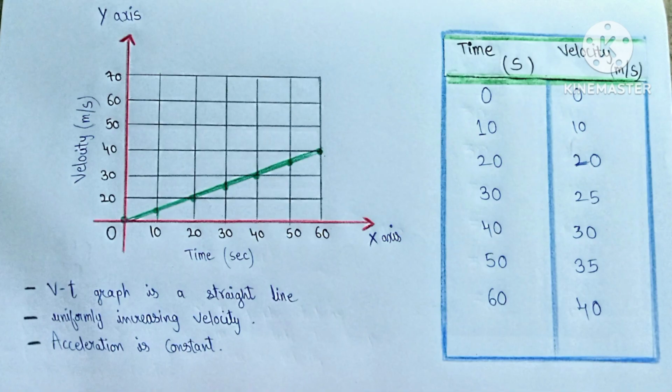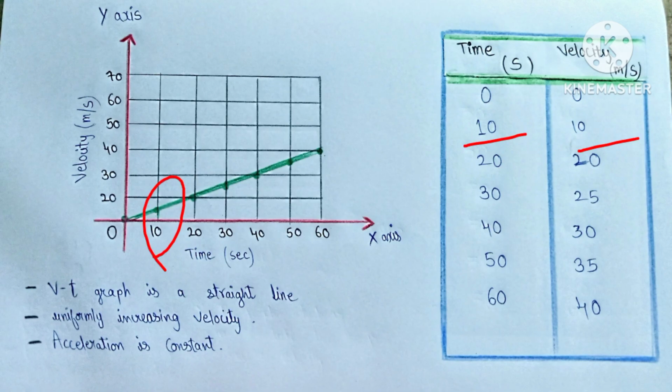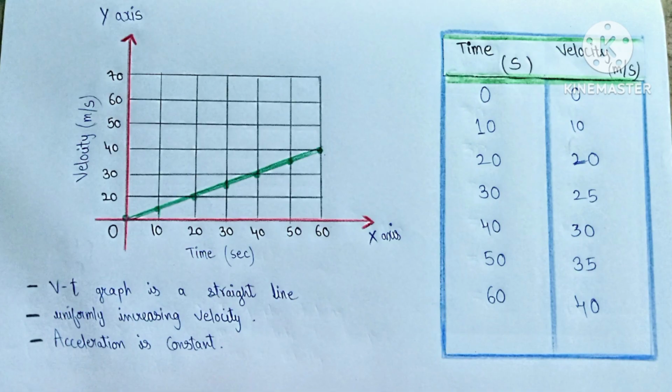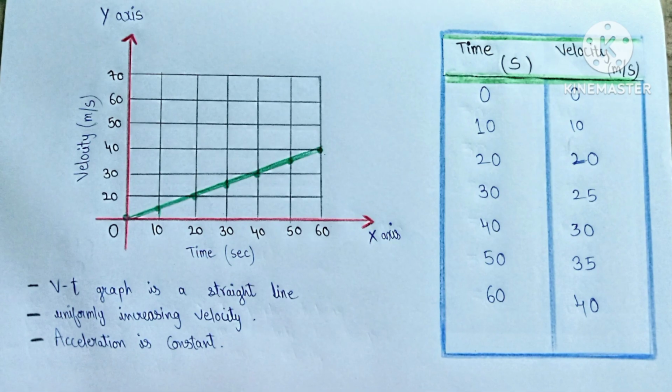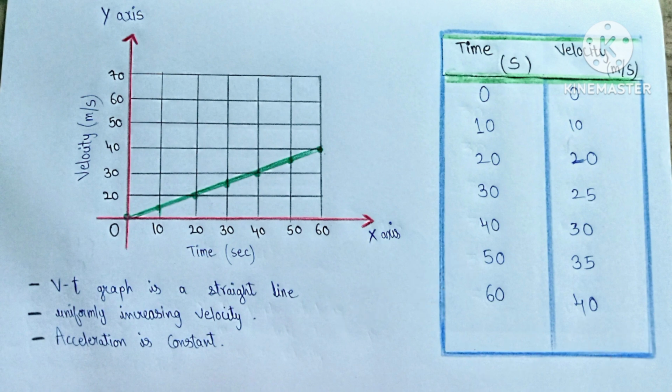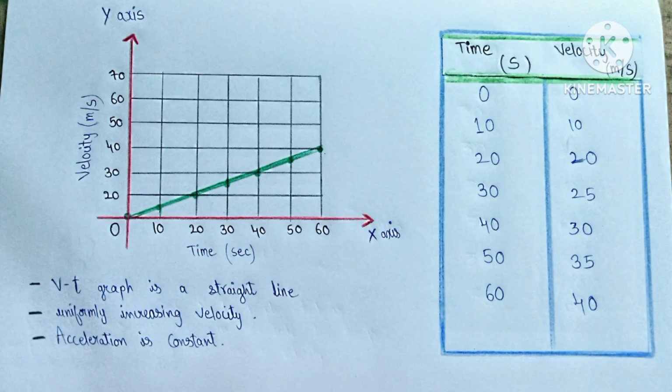So at 0 seconds, the velocity is 0 meter per second. At 10 seconds, it is 10 meter per second. At 20 seconds, it is 20 meter per second, and so on. Velocity is increasing by 10 meter per second in every 10 seconds. So we can say that the body is moving with a uniformly increasing velocity.